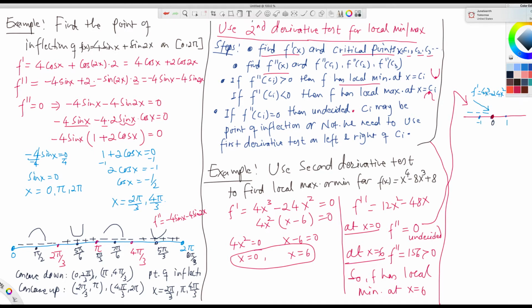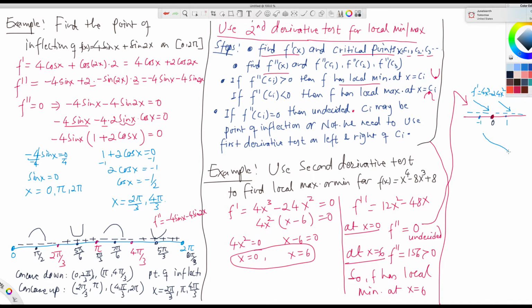And if we plug in 1, 4 times 1 cubed is 4, minus 24 times 1 squared is minus 24. 4 minus 24 is also negative. So it is also decreasing. You see that? There is no local max or local min there, because it is decreasing and then decreasing again. The graph looks like this at 0.